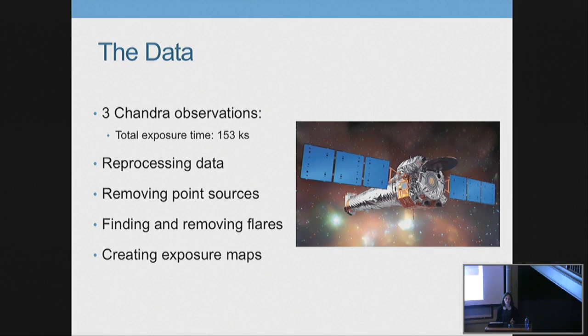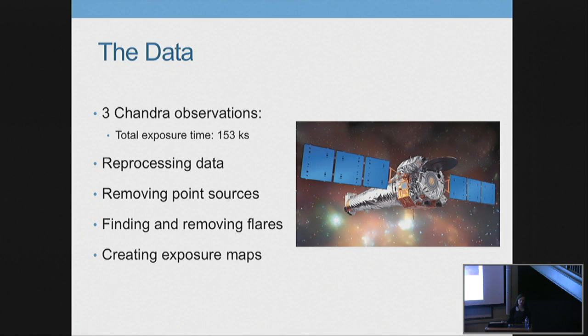So the data that I'm working with was taken by the Chandra telescope. The Chandra telescope, in this case, is the ideal telescope to use, as it has very good angular resolution. Approximately half an arcsecond is resolved in a single pixel. And so this is necessary to make out all of the features of our cluster. And with the three observations, I had a total exposure time of 153 kiloseconds.